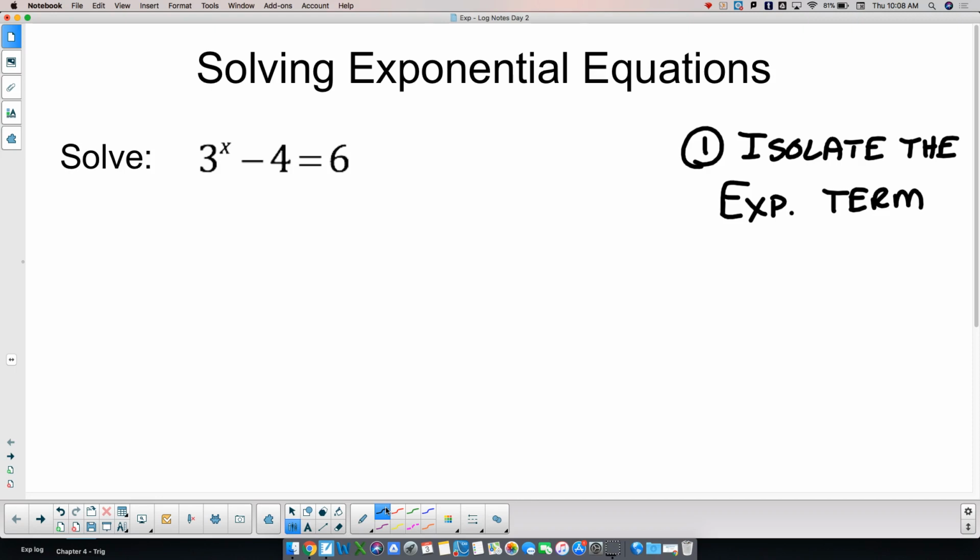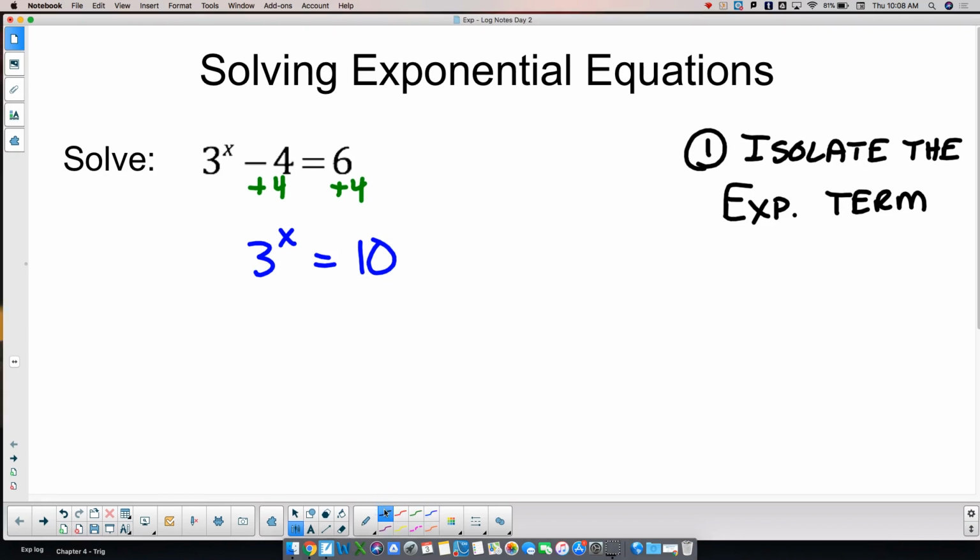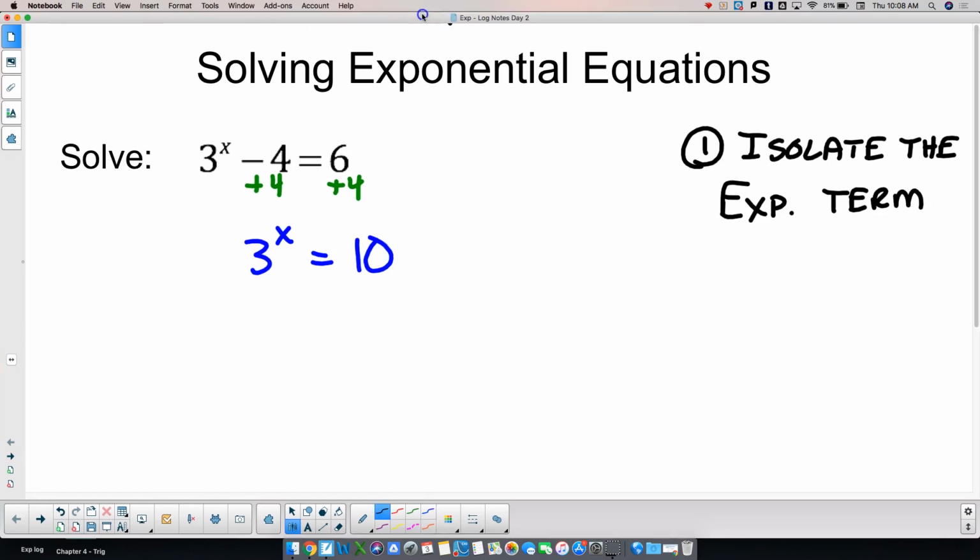In this particular case, I have nothing in front, I have nothing below, but I have something behind, so I'm going to add 4 to both sides. That gives me 3 to the x power equals 10. I have isolated my exponential term: nothing in front, nothing below, nothing behind, nothing above. All by itself. Then I'm going to go to step number 2.